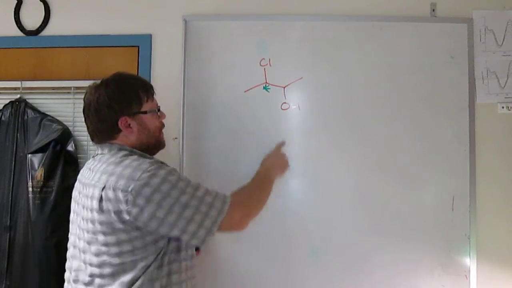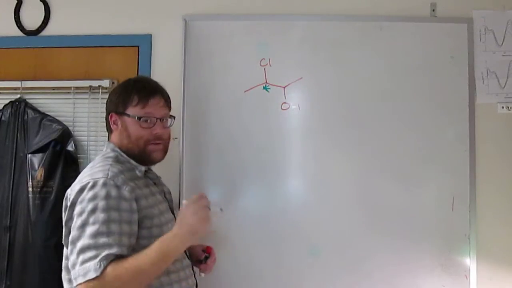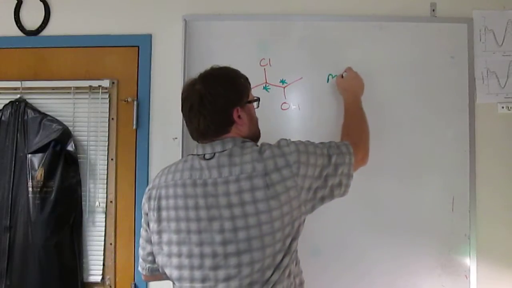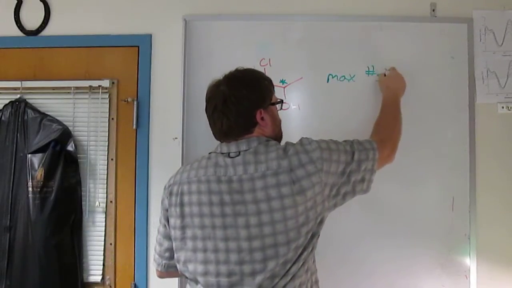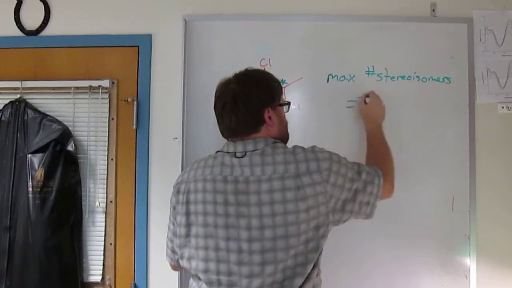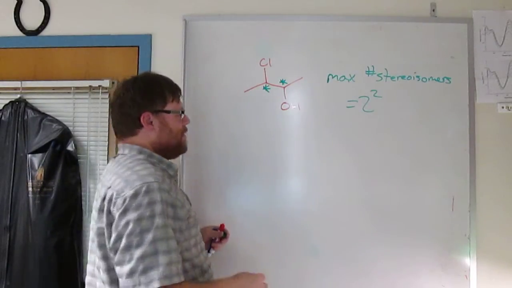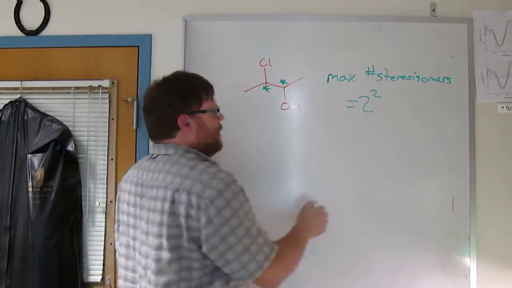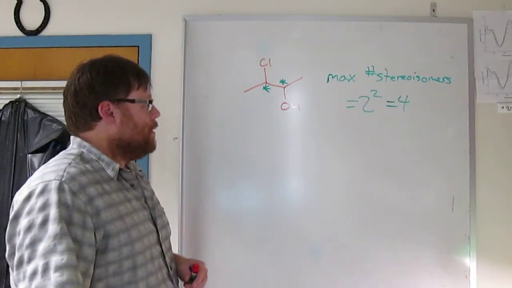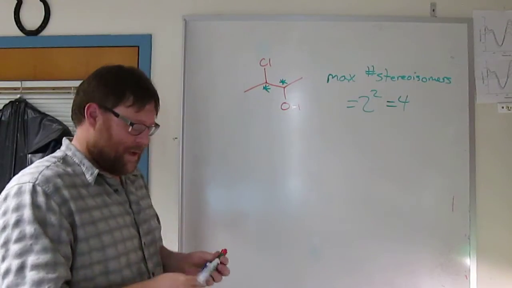That's a chiral center. This carbon has an OH, an H not shown, a methyl, and a CH. So that carbon is chiral. 2 chiral centers. The maximum number of stereoisomers we can find for this structure is going to be 2 to the 2. It's always 2 to the number of chiral centers plus isomerizable double bonds. There's no double bonds here. 2 squared is 4, so there are 4 possible stereoisomers. Go ahead and hit pause and draw them. Draw the 4 possible stereoisomers.